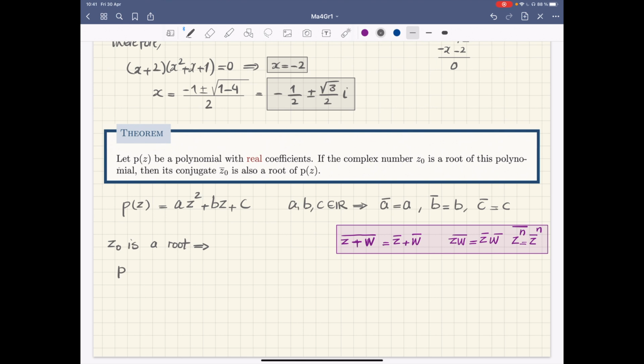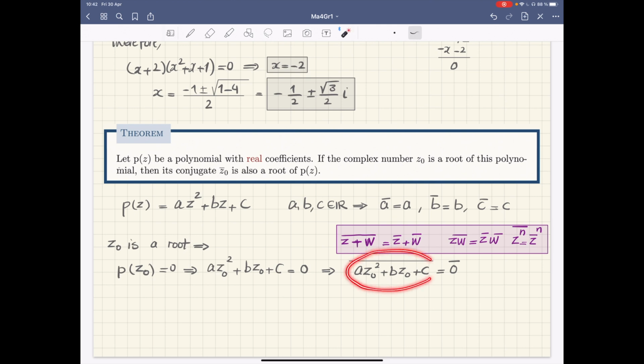Okay. So P of z node is equal to 0. So what does it mean? It means that a z node squared plus b z node plus c is equal to 0. If two complex numbers are the same, do you agree that I can conclude that the conjugates are also the same? So the conjugate of this is equal to the conjugate of 0. But here I can break this conjugate down into 3 pieces. You see, let me write it one step at a time.